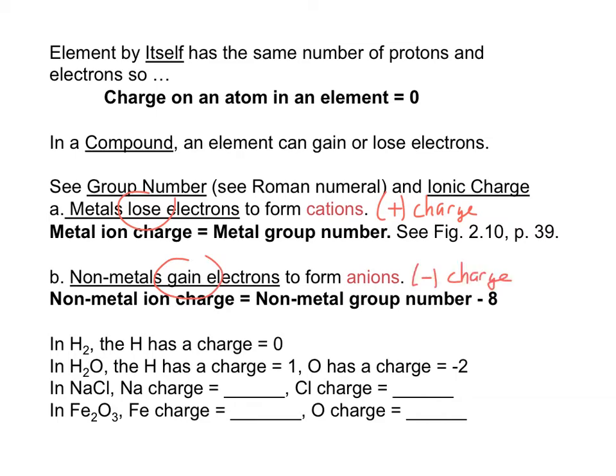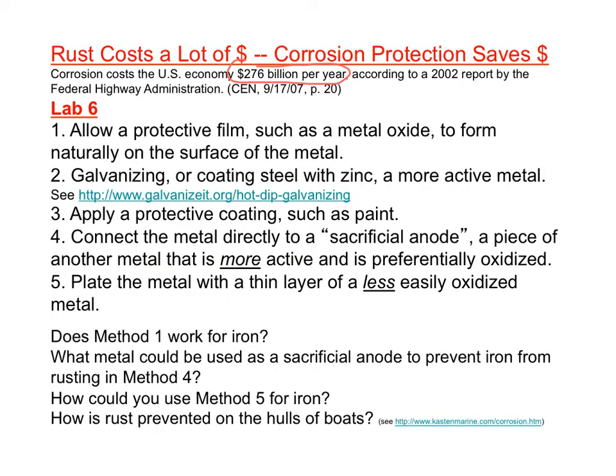Stop the video, find a periodic table, and apply these rules so you can fill in these blanks. And the answers are, based on the charge of oxygen and the chemical formula of rust, we can determine the charge on iron. Rust costs a lot of money, so it's important you try to protect substances from rusting.